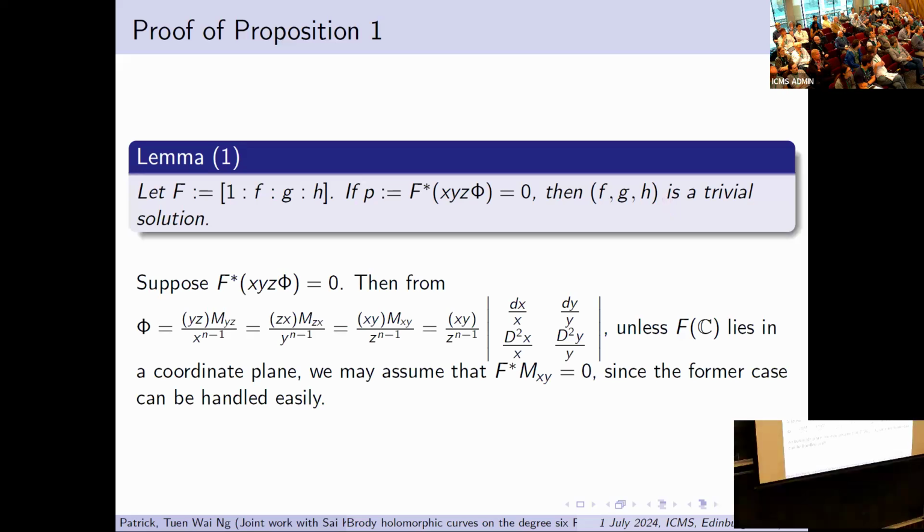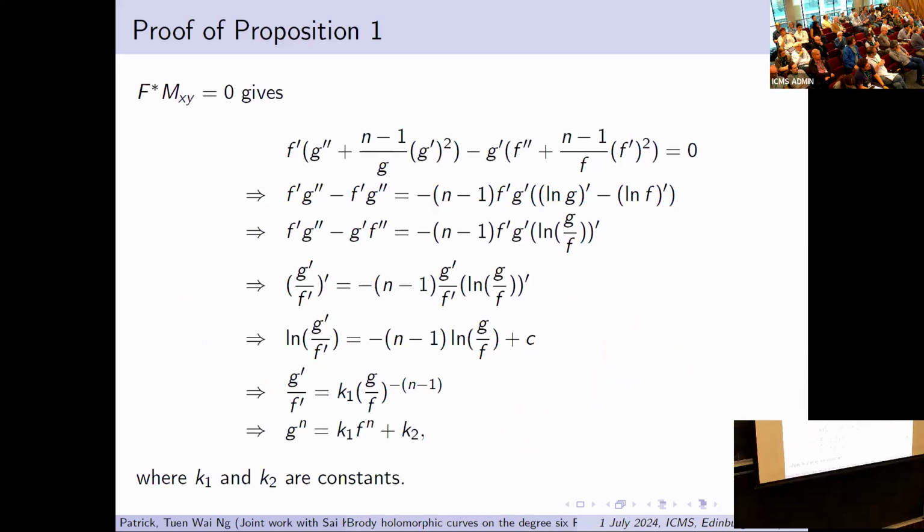Now, how to see this? So let's assume we have this equation. But then we also know that our phi is given by one of these things. And so we can basically check that. So if the image of F is lying in one of these coordinate planes, then we will get a trivial solution, and otherwise we will have this one equal to 0. So starting from this original equation, using this algebraic identity, you get this differential equation. And I can write it explicitly in terms of f, g, h. It would be given by the first line here.